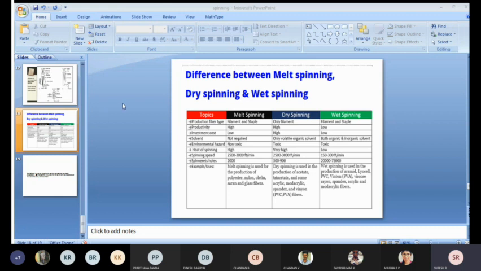So in this case, the production fiber type, okay. In the melt spinning process, it is both filament and staple, okay. Filament means the long thread-like structure. Staple means the small, cut parts of the fibers. So there is a difference between filament and staple, okay. Filament means the long thread-like structure, whereas staple means the filament has been cut to the desired length. So note down the differences, very important from the examination point of view.